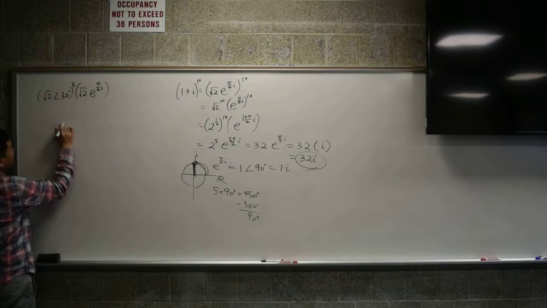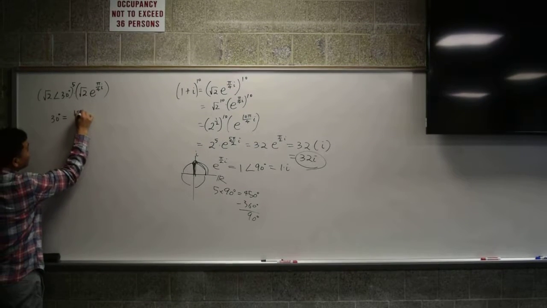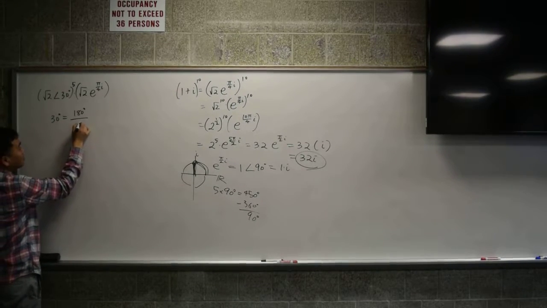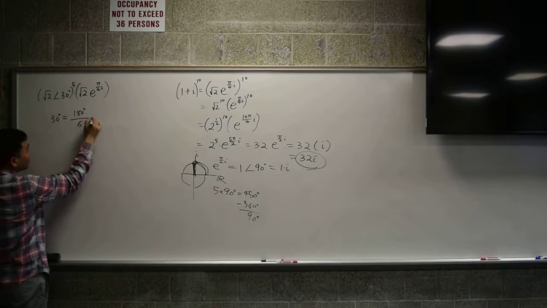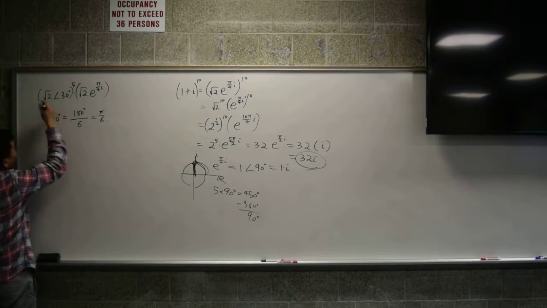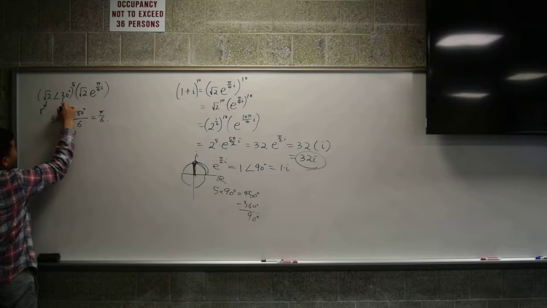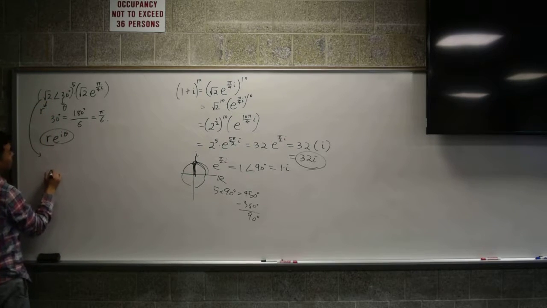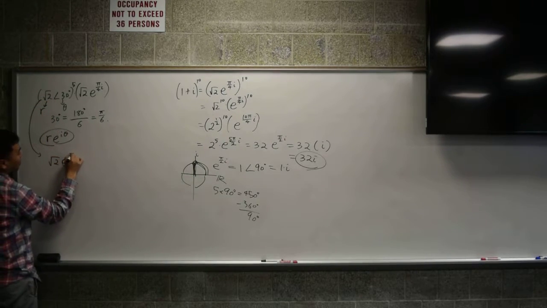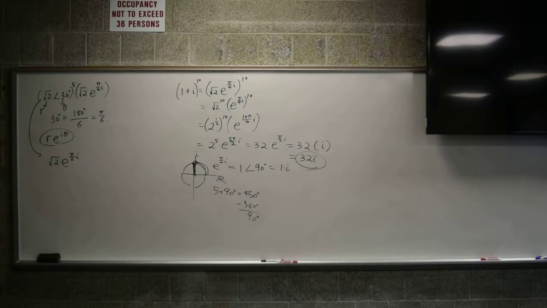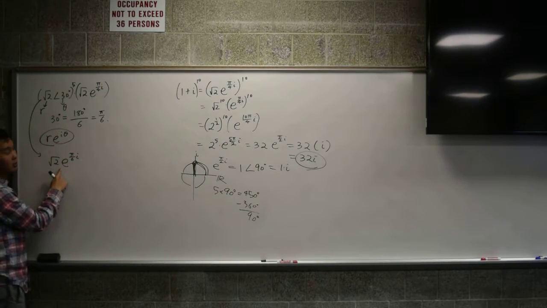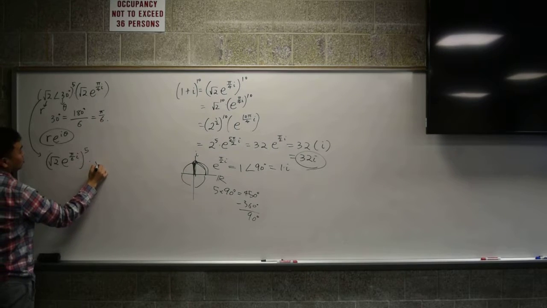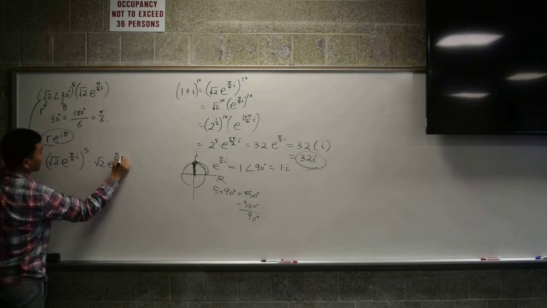Okay, so let's think about this. 30 degrees in radians: 180 divided by what gives you 30? 6. 180 divided by 6 gives you 30, so this is pi over 6, right? And therefore, since this is the value of r and that's the value of theta, and by Euler form we mean r e to the i theta, this thing changes into square root of 2 e to the pi over 6 i. That's what this side becomes. And then you have to take the 5th power times radical 2 e to the pi over 4 i.